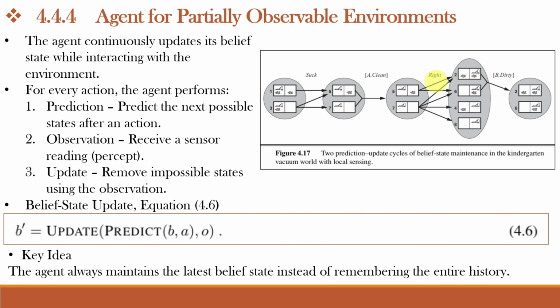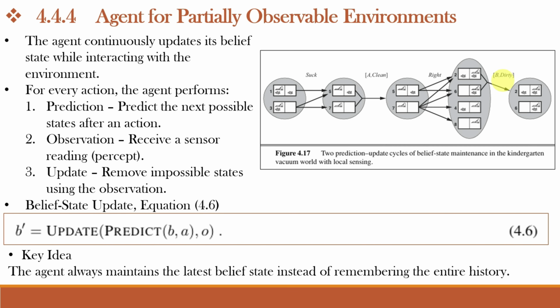Now the agent predicts all possible states that could result. From 5, moving right leads to state 6. From 7, moving right leads to state 8. And because the environment is the kindergarten vacuum world where any square may become dirty at any time unless the agent is cleaning it, the prediction step also considers that the right square may become dirty unexpectedly. Therefore, the predicted belief state becomes {2, 4, 6, 8}. And this is why it contains 4 possible states, not just 2.